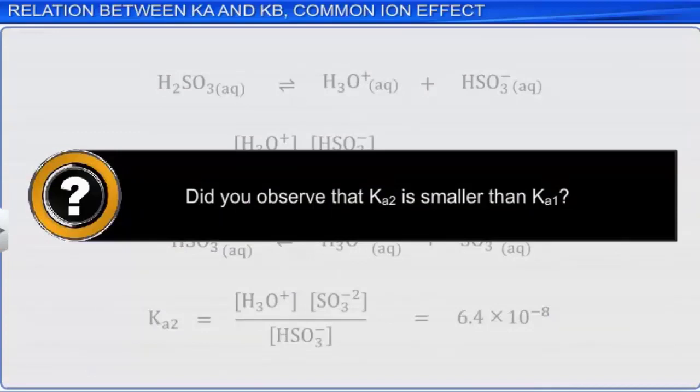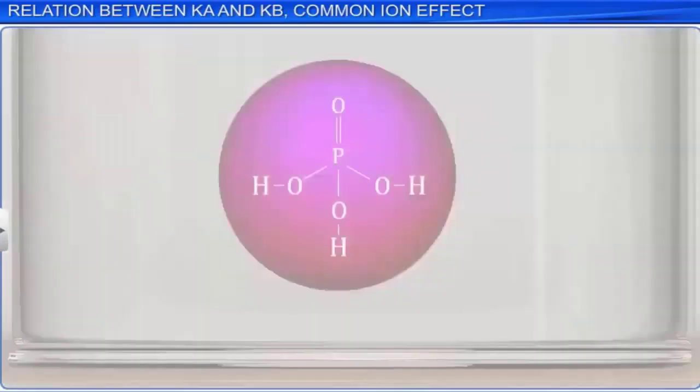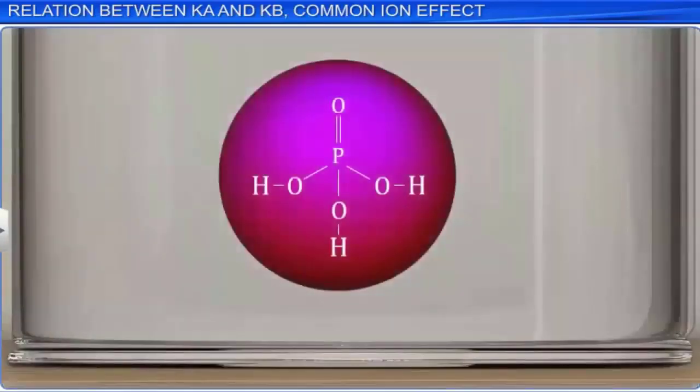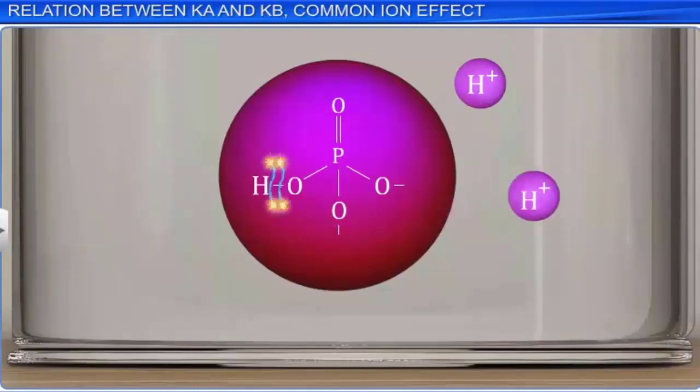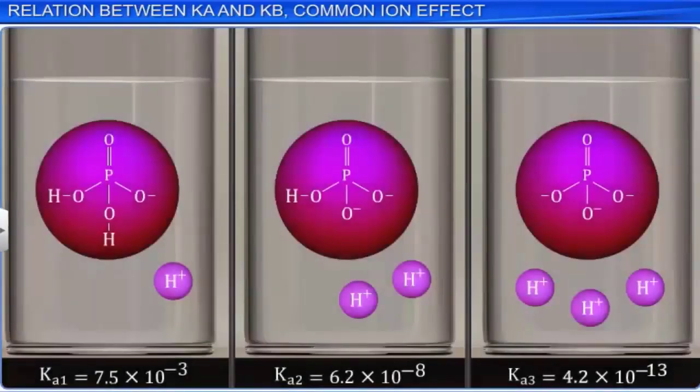For any polyprotic acid, the first proton is lost easily, while the last proton can be removed with great difficulty. It can be seen that the second proton has to be removed from a negatively charged species. Due to the electrostatic forces, it becomes difficult to remove a positively charged proton from the negative ion. Hence, for a polyprotic acid, the higher order ionization constants are smaller than the lower order ionization constants.